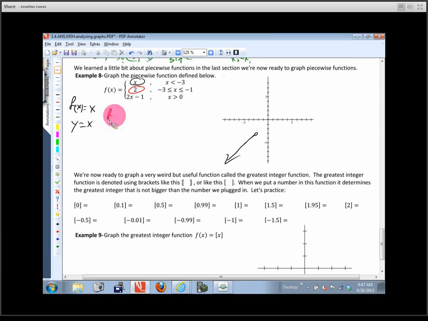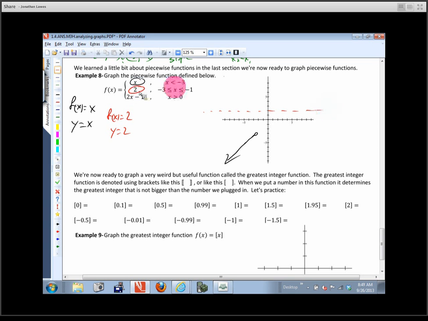Do you know what this looks like? You should. What is it? Horizontal line. It's a constant function. Okay? It just stays like this all the time. It's always 2.